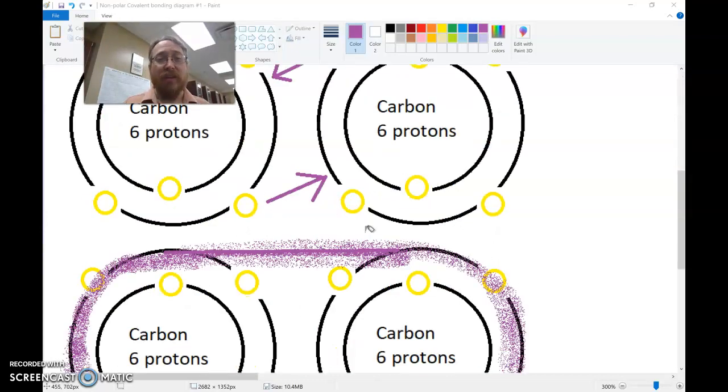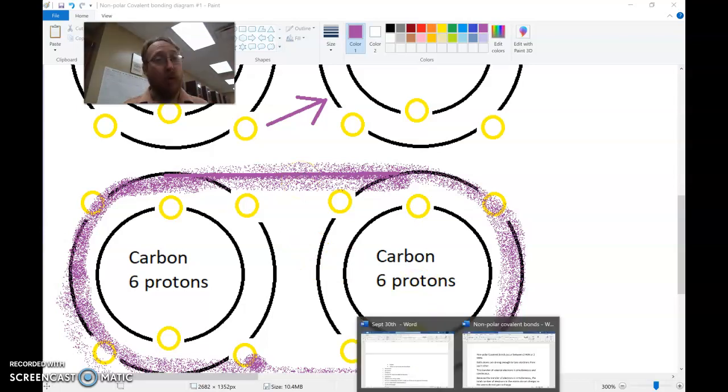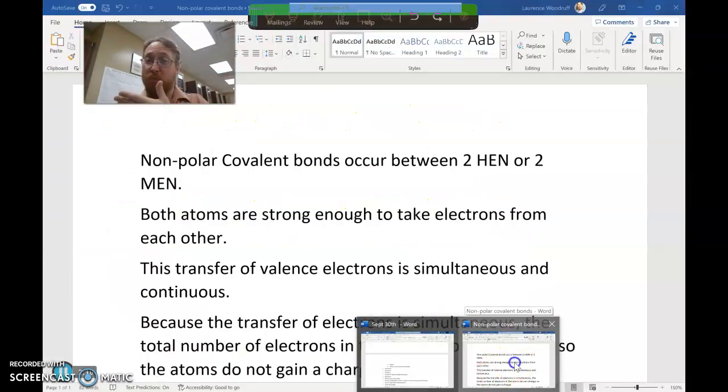And because it is continuous, the motion of electrons causes the electron cloud effect, and so because they continuously move between atoms, they are now creating a hybrid valence shell, a hybrid valence cloud around both of the atoms. That's what traps the two atoms together, is this cloud that surrounds both of them. And that is the nonpolar covalent bond. Nonpolar meaning no charges. So let's go to it.